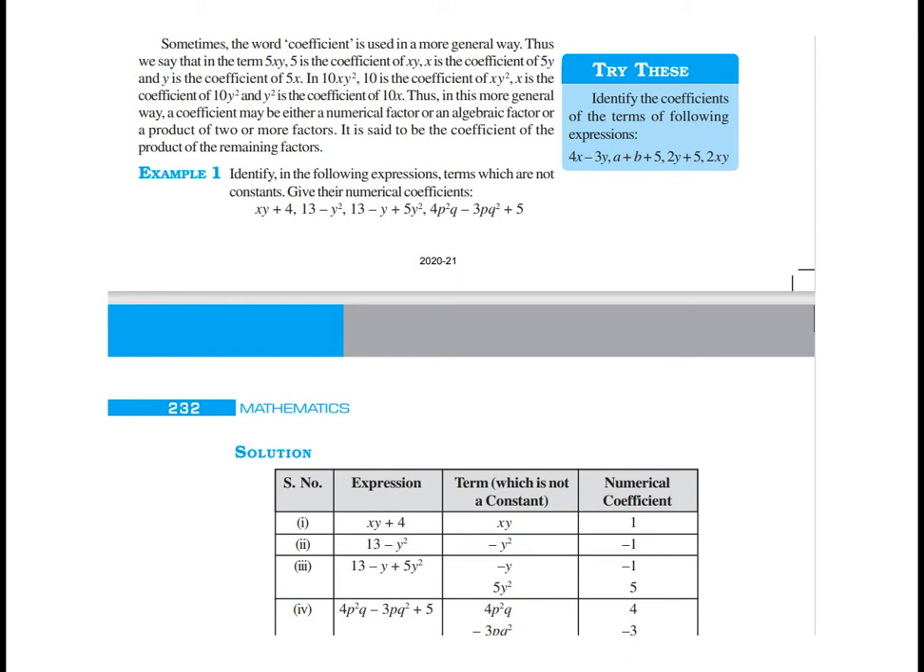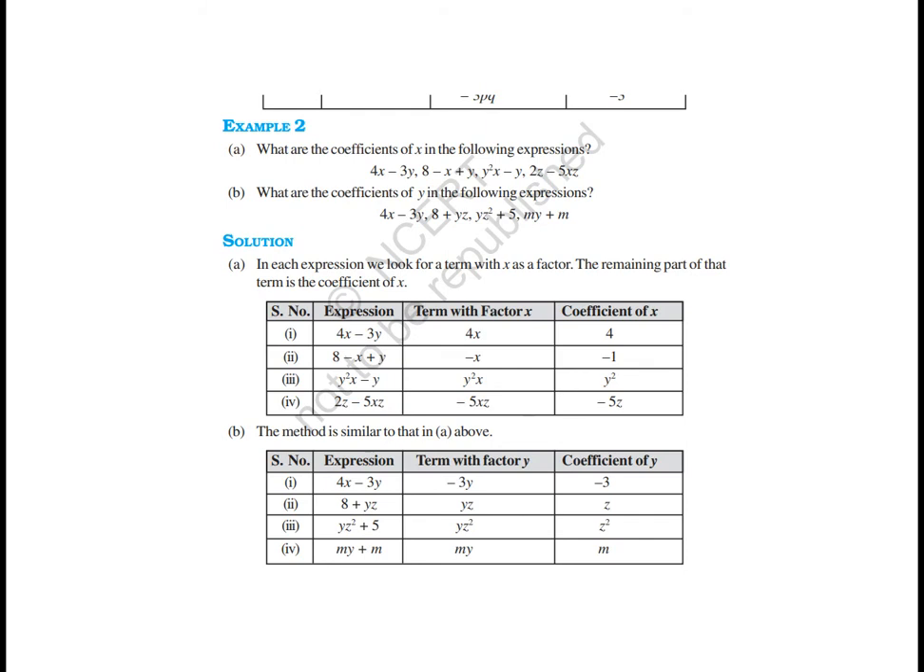So in example 1, identify the expression terms which are not constant. So here they are given, you can see the solution is also given, expression xy plus 4. Term xy is not constant. Term 4 is constant. What is the numerical coefficient for term xy? It is 1. That is how you have to write the table.